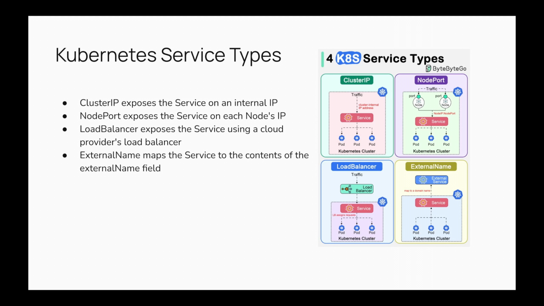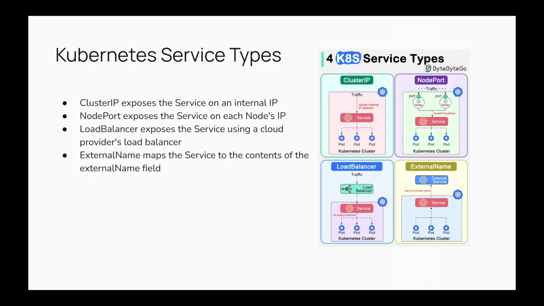It exposes the service on a cluster internal IP address. This means that the service is only reachable from within the cluster. This is perfect for backend services like a database or API that don't need to be exposed to the public internet.